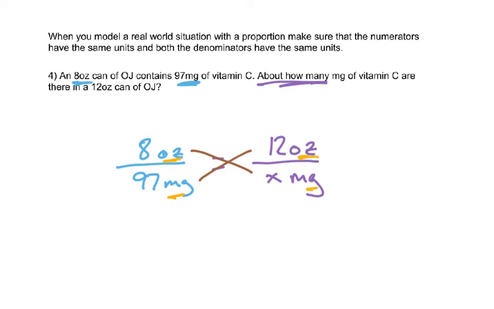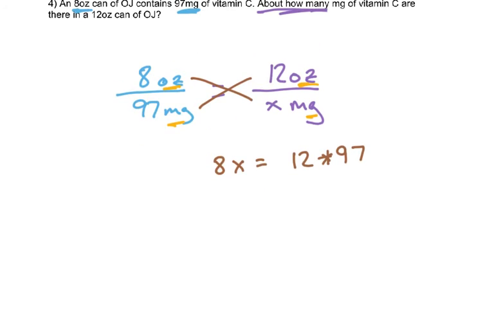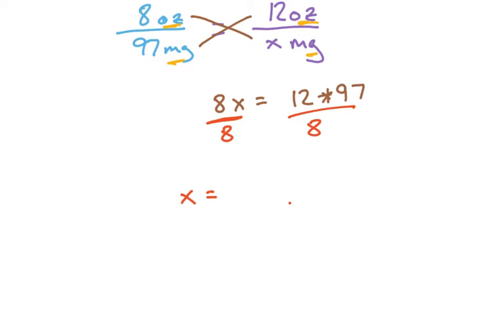And sometimes instead of circling everything, I just draw a little x, and that's going to give me 8x equals 12 times 97. And now you're really seeing the utility of what I was talking about earlier in terms of multiplication. I don't want to multiply 12 times 97. That's going to be really, really ugly to do. So I'm going to divide by 8 here instead. And now all I have to do is simplify 12 times 97 over 8.